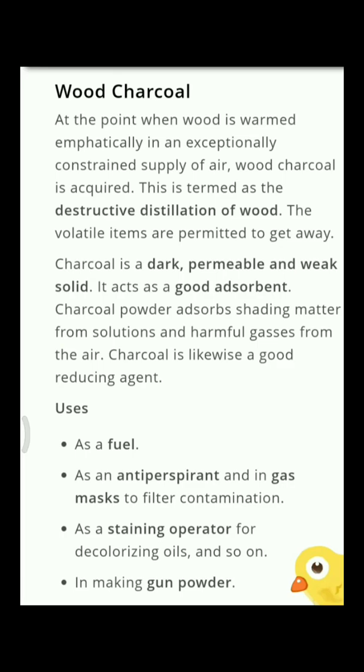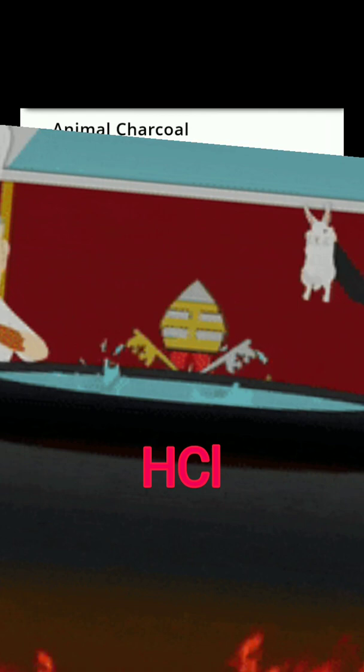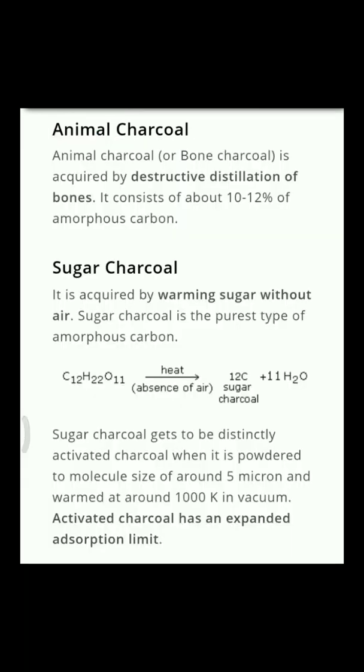in making gunpowder. Let's discuss animal charcoal. Animal charcoal or bone charcoal is acquired by destructive distillation of bones and it consists of about 10 to 12% of amorphous carbon. Animal bones are first boiled with water to remove fatty substances and then subjected to destructive distillation in a retort. The solid product in the retort is washed thoroughly with hydrochloric acid. The residual substance is bone charcoal, with 10 to 12% of amorphous carbon.